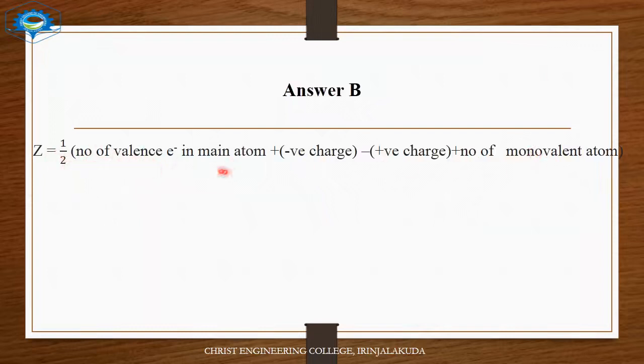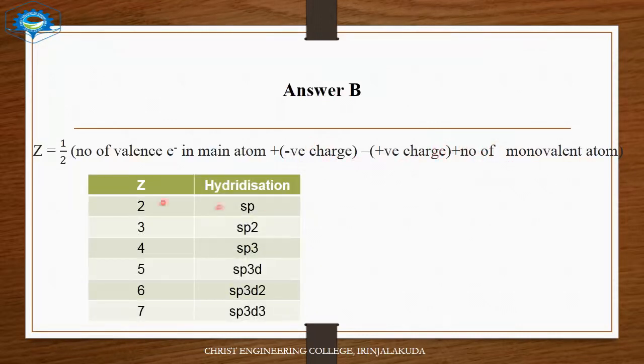So remember this equation. Z is equal to 1 by 2 into the number of valence electrons in the main atom, plus the negative charge: if there is a negative charge, add; if positive charge, subtract; plus the number of monovalent atoms. Then if the value of Z is 2, it is sp hybridization. If it is 3, sp2; 4, sp3; 5, sp3d; 6, sp3d2; 7, sp3d3. Remember this table. So first find the value of Z, then using this table we can predict the hybridization.